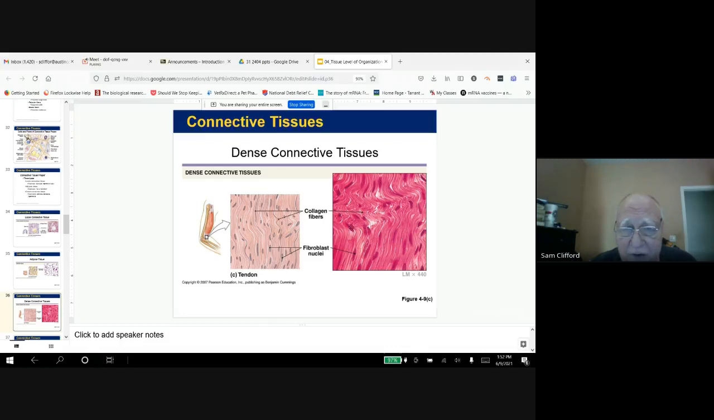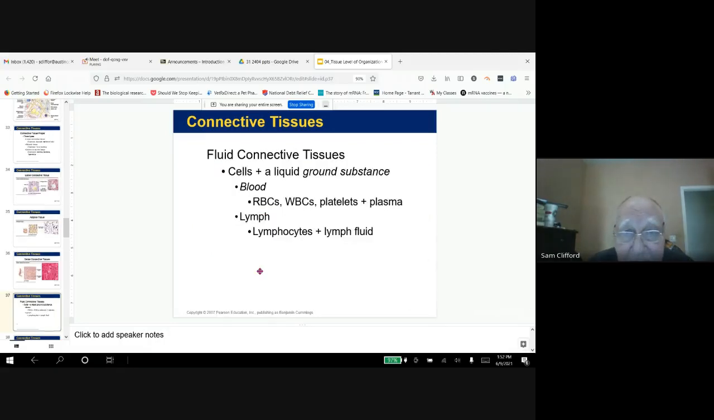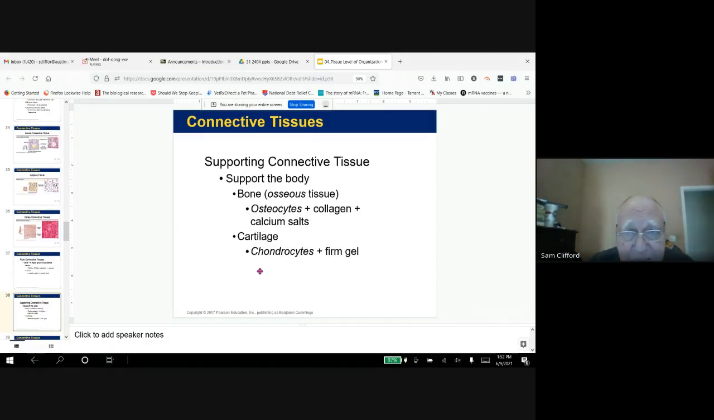Dense connective tissue is dense. Notice you can't see a matrix. All the fibers are packed close to one another. So, a tendon that holds muscle to bone. Fluid connective tissue is blood and lymph. The bone is also a connective tissue.